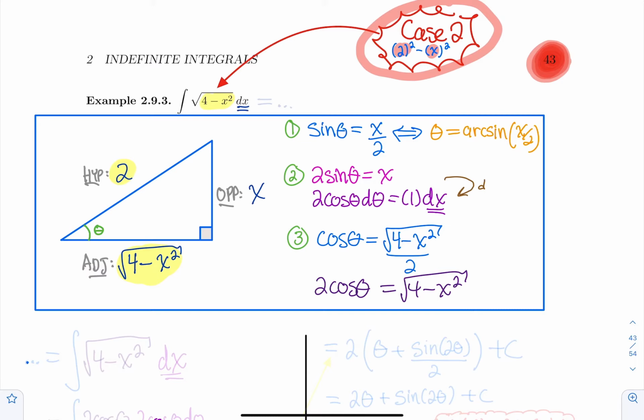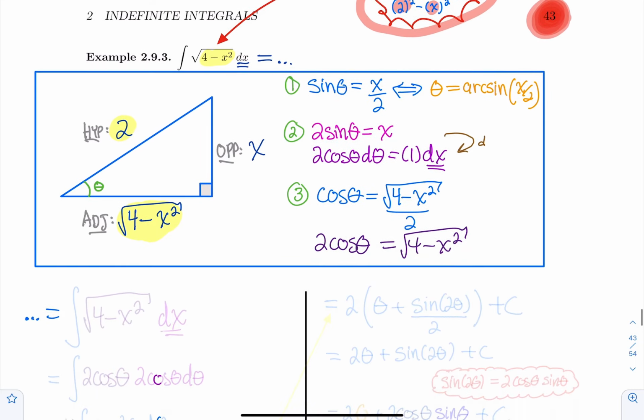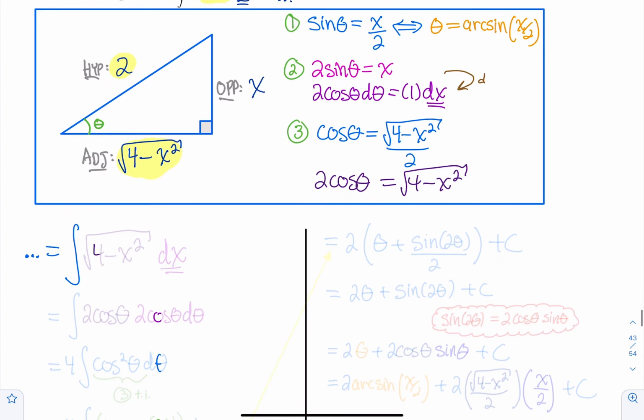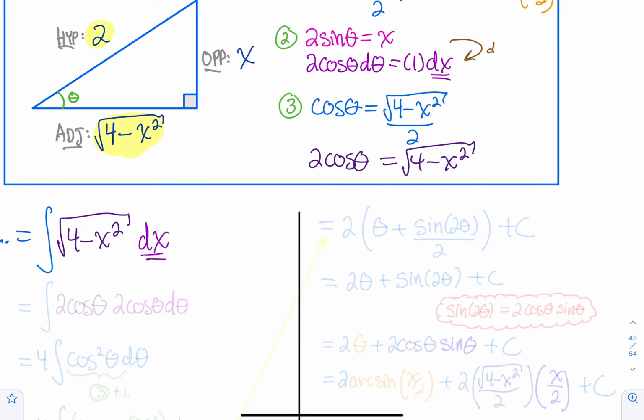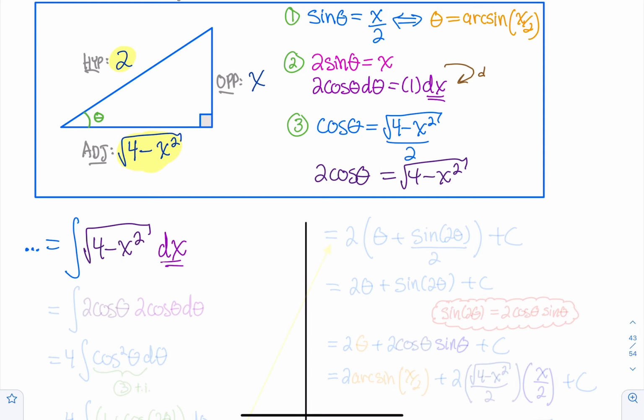That's all the setup that you need to transform this lovely integral into the following one. So let me just rewrite first. The square root of 4 minus x squared, I have a formula for that. It's going to be 2 cos theta. And the dx, I also have a formula for that. It's going to be 2 cos theta d theta. That's really nice.